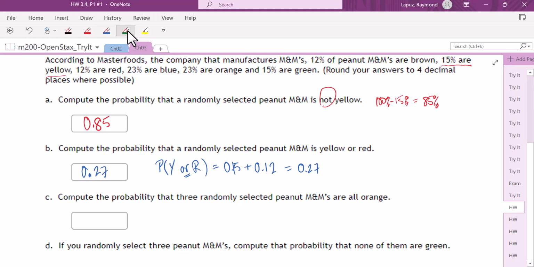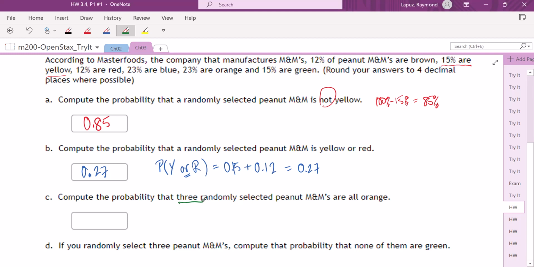Compute the probability that if we select 3 randomly selected peanut M&Ms, they are all orange. And so it looks like we're going to assume, since these are probabilities for the whole population, the total amount of M&Ms that they produce, and we're not necessarily just picking it from a bag, we're picking it out from the factory, we can assume that we're doing these 3 experiments with replacement.